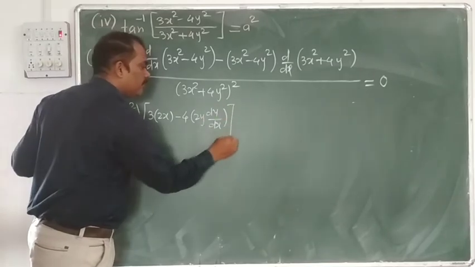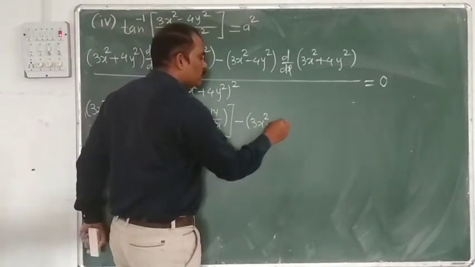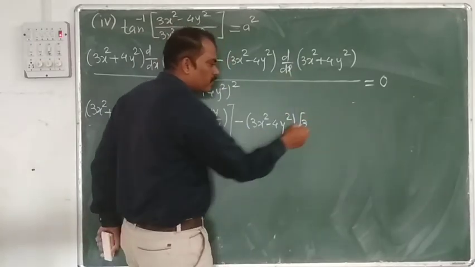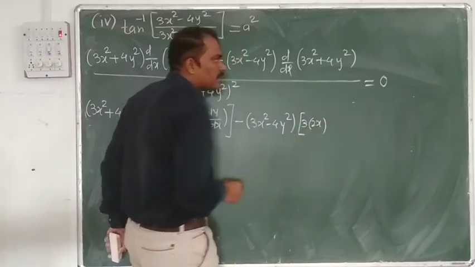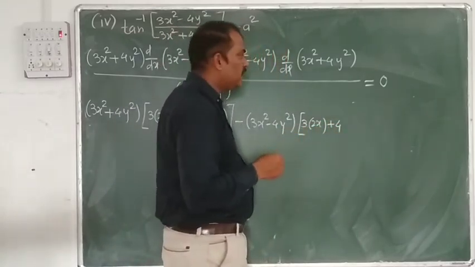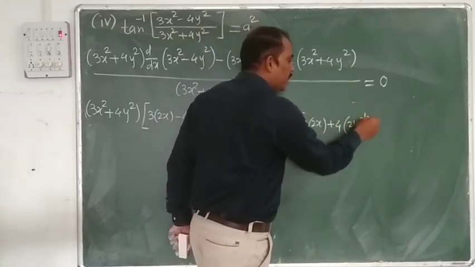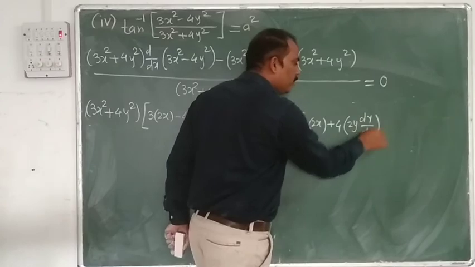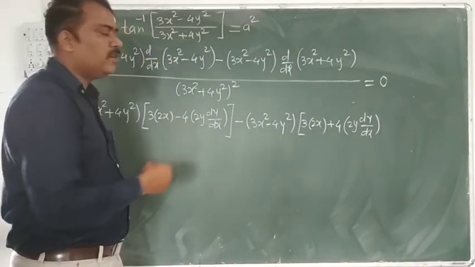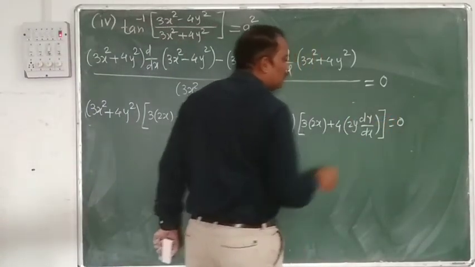Okay, this bracket is complete, minus (3x² − 4y²) as it is, into bracket 3 into, what is the derivative of x²? It is nothing but 2x, plus 4 as it is. We have to take the derivative of the outside like that. What is the derivative of y²? 2y dy/dx. Already we have discussed how to take the derivative of y² with respect to x, so I will write directly, bracket complete here, is equal to 0.